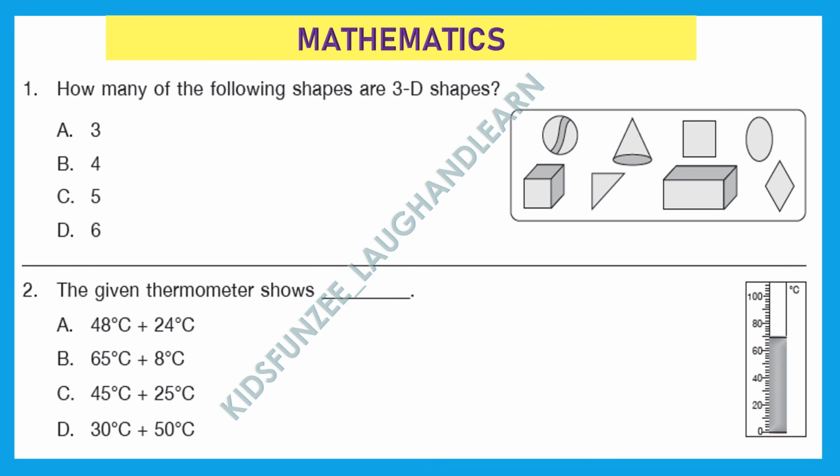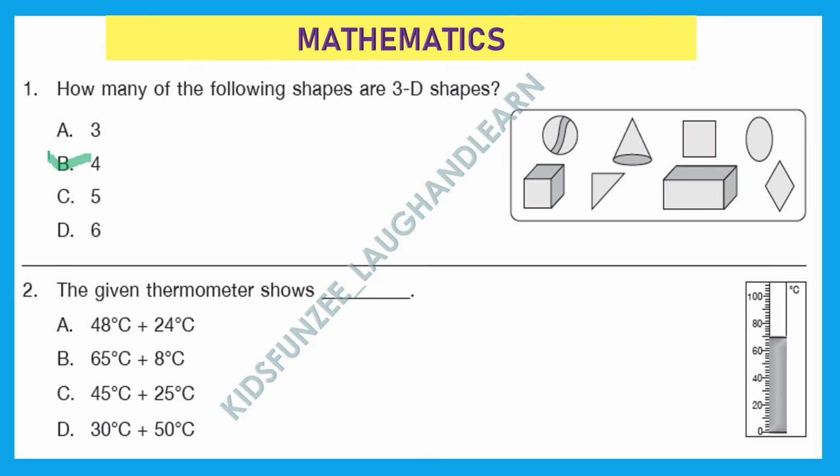Question 1. How many of the following shapes are 3D shapes? That's the easy one. So we have 1, that's sphere, 2, that's cube, 3, that's your cone, and 4, that is your cuboid. Rest all are 2D shapes. So we got only 4 3D shapes. Our right answer would be option B, 4.